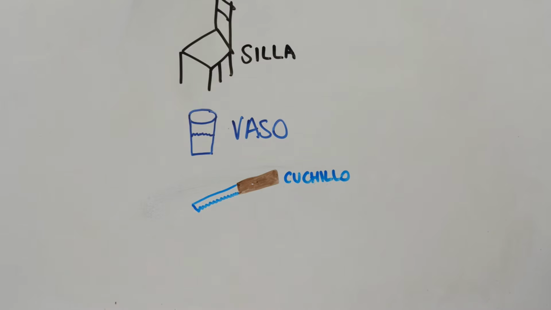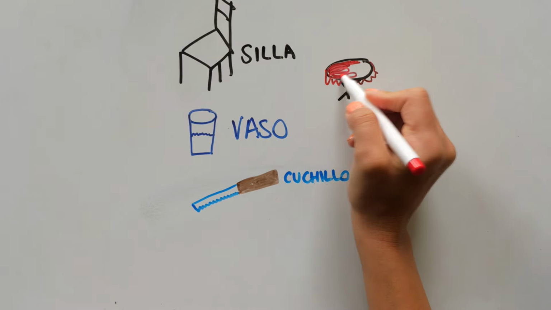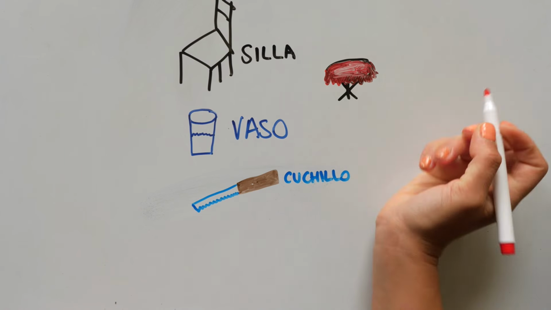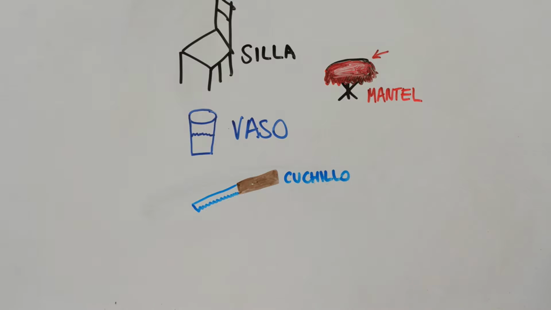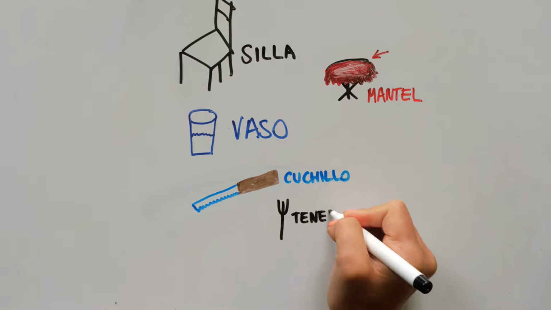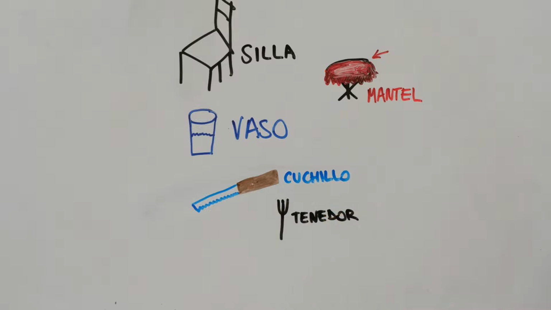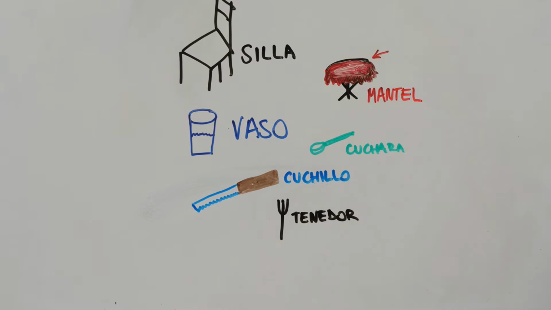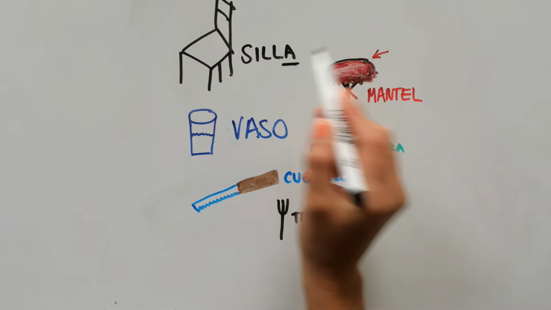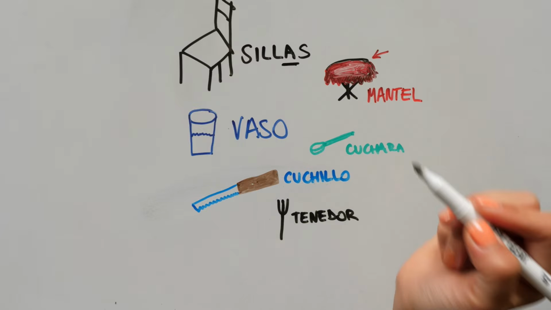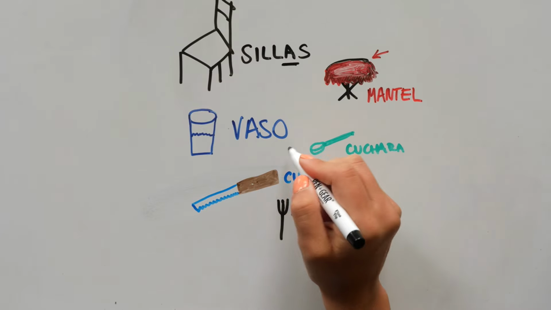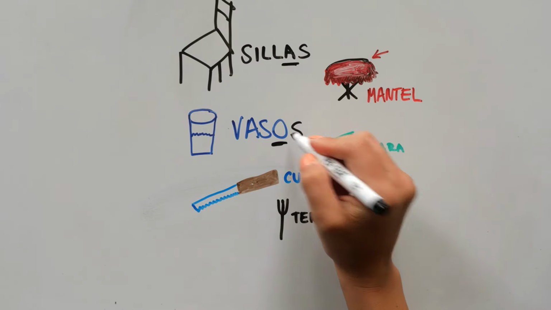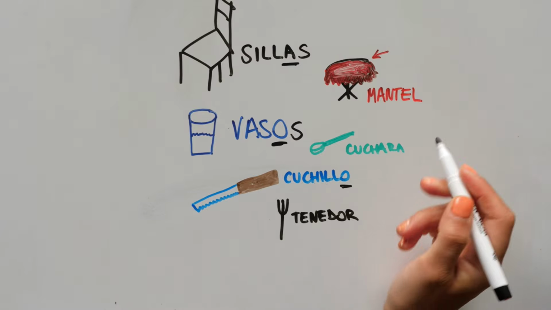So we have silla, or chair, vaso, glass, cuchillo, or knife, yes, that's a knife, sorry, mantel, or tablecloth, tenedor or fork, and cuchara or spoon. Let's turn those into the plural form. Let's start with silla. It ends in an A, which is a vowel, we just add an S. Simple. Vaso, another vowel, S. Cuchillo, again, a vowel, S.